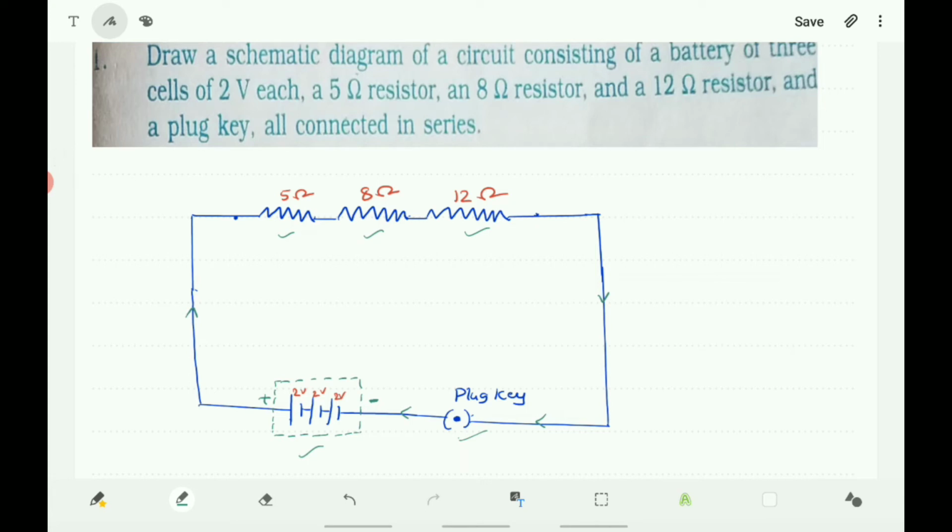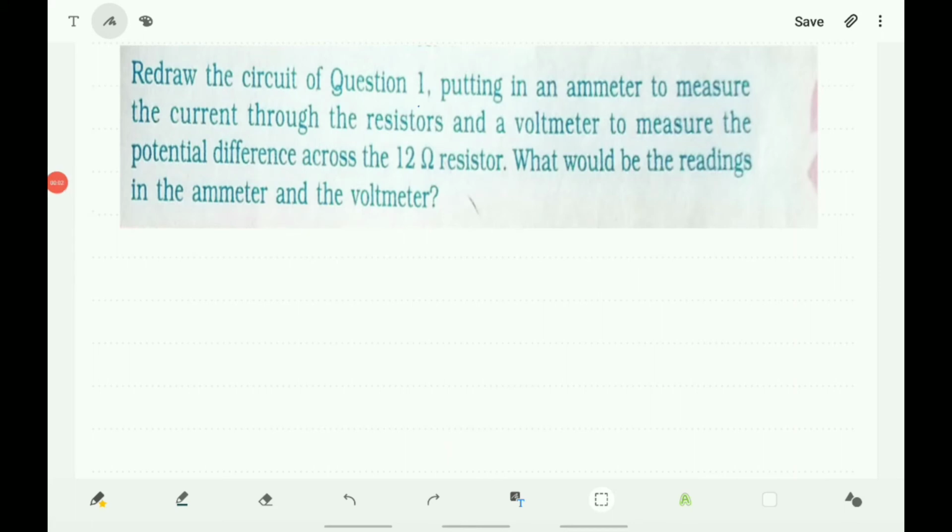It is a series connection of the resistors, and it is an electric circuit consisting of a battery of 3 cells of 2V each and 3 resistors 5 ohm, 8 ohm and 12 ohm. Second question, redraw the circuit of question 1, putting in an ammeter to measure the current through the resistors and a voltmeter to measure the potential difference across the 12 ohm resistor. What would be the reading in the ammeter and the voltmeter?